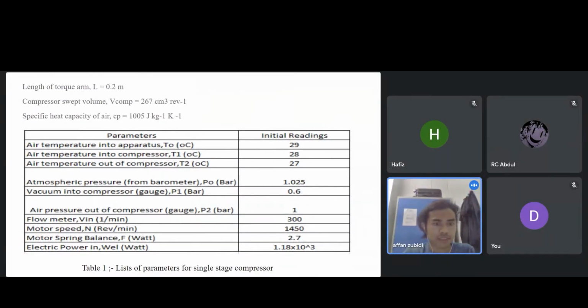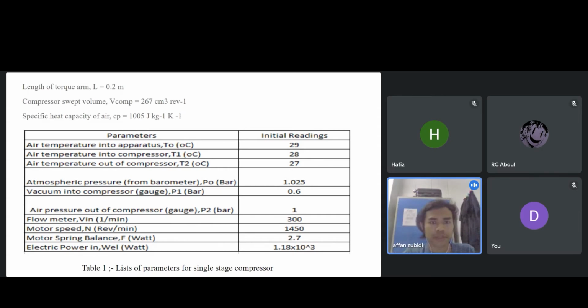So for result and calculation, this is the data from the experiment. First, we should find the length of top, which is equal to 0.2 meter, and the value of compressor swept volume, or we call it VCOM, equals 276 centimeter cube per revolution, and the specific heat capacity of air CP equals 1005 joule per kilogram per Kelvin.